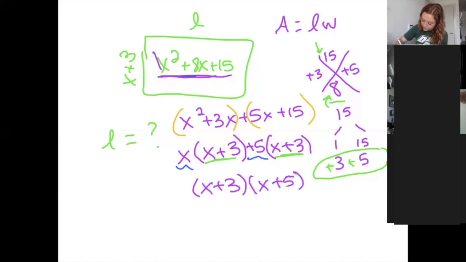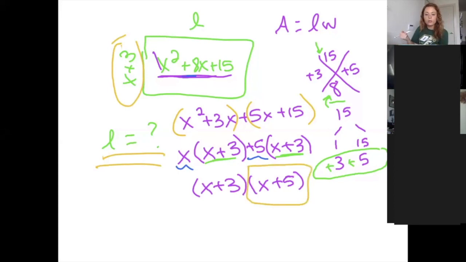So then you look back on your problem, and it's only asking for the length, right? They gave you the x plus 3. So your answer would have been just x plus 5, because remember, it's length times width. So they gave you one of them, and it's whichever one they didn't give you.